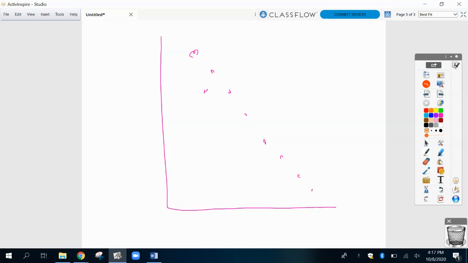Now, the more the points start to vary from our straight line, the weaker the correlation is. So this is still going downhill, but not in that perfect line. And then if we start to get points going everywhere, well, now we've got no correlation going on at all.